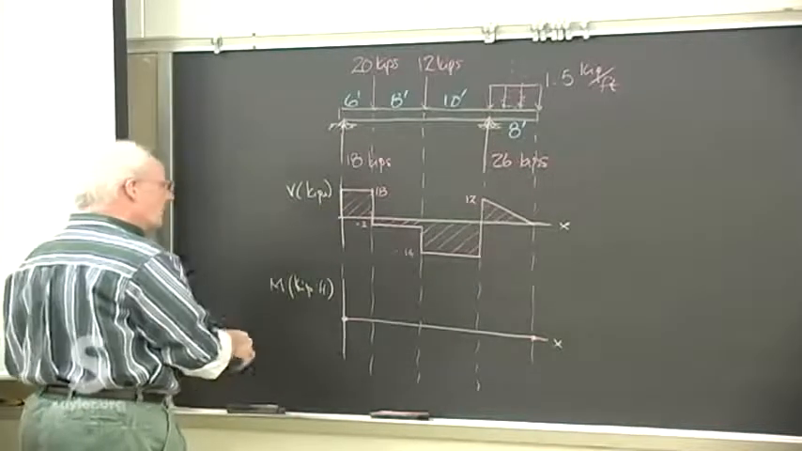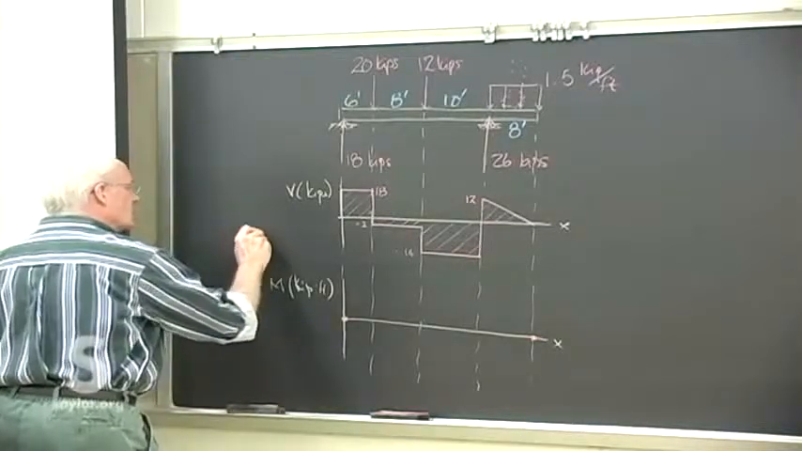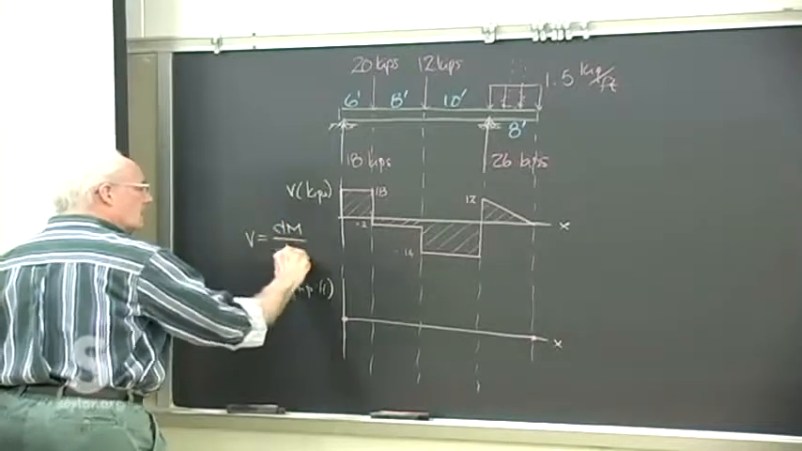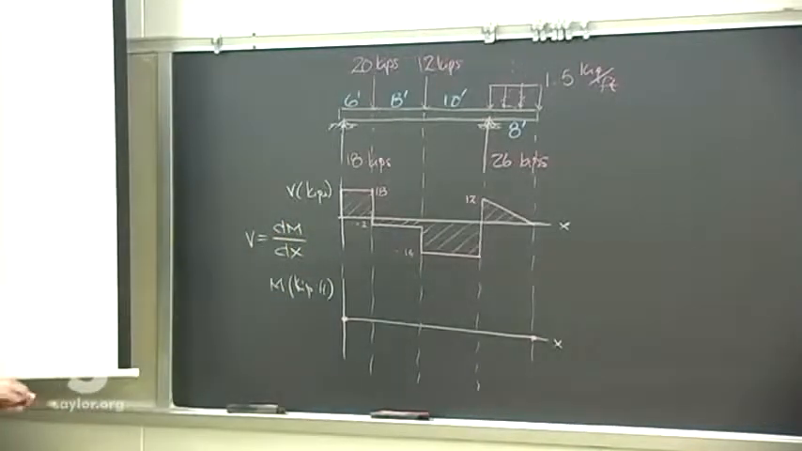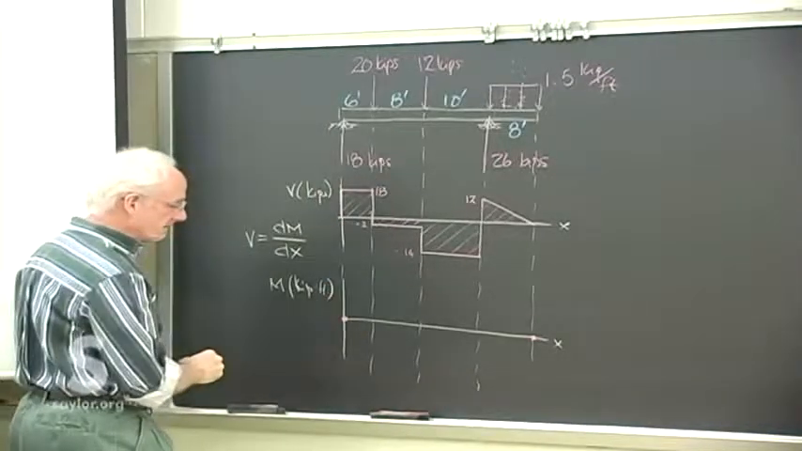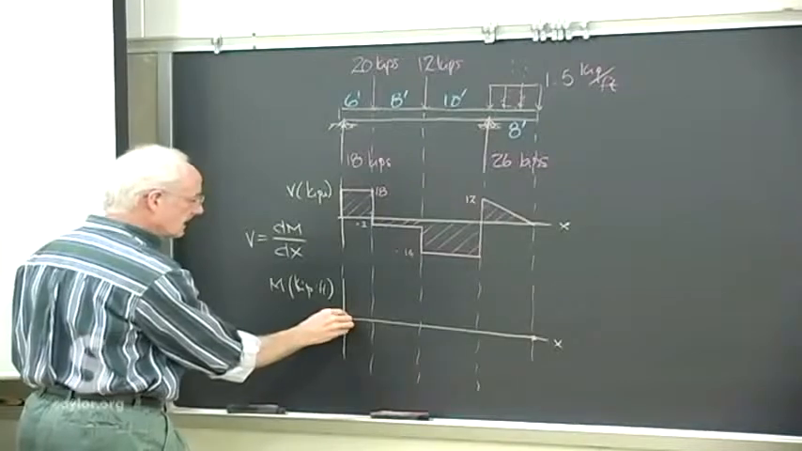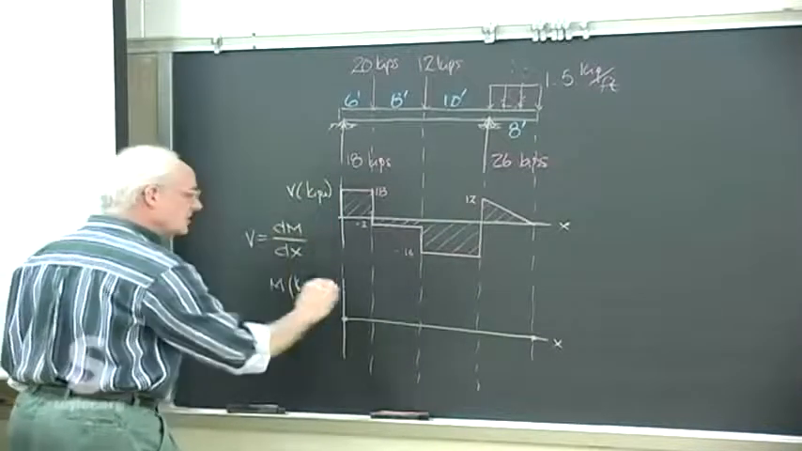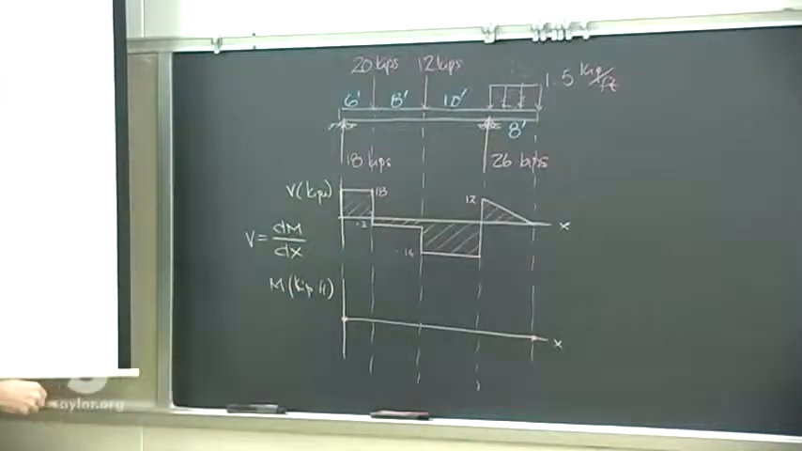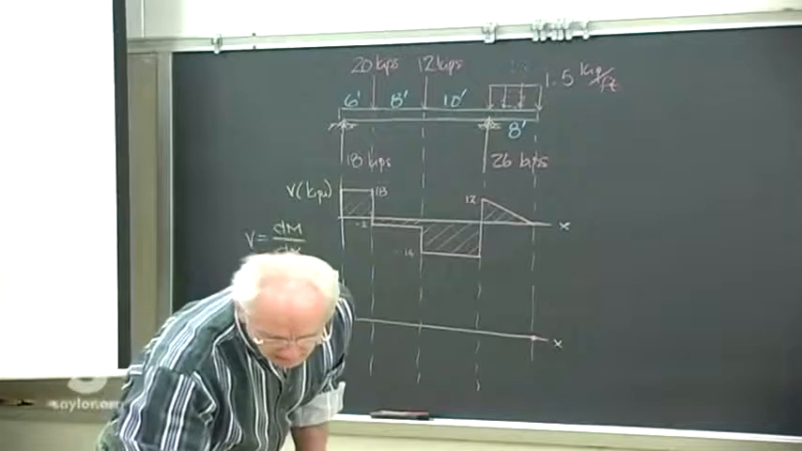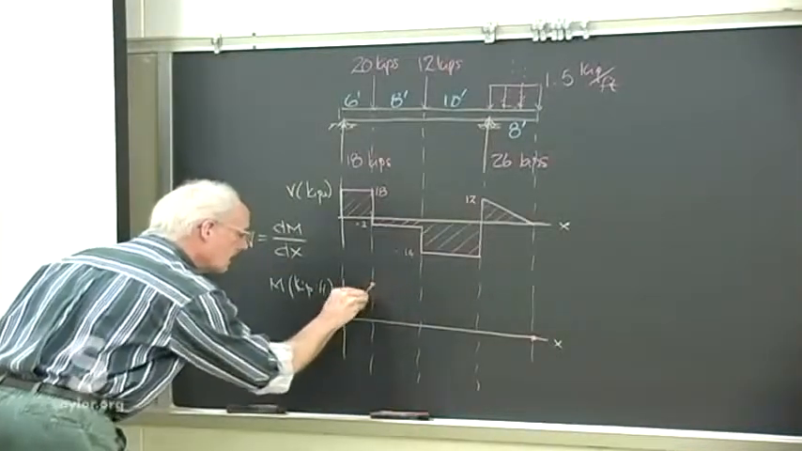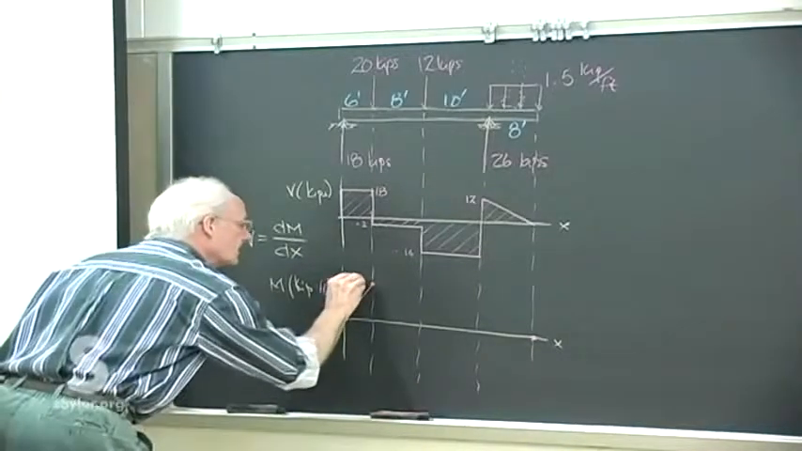We know, remember, that the shear equals the slope of the moment diagram at any place. We've got this positive 18 shear, we've got a positive 18 slope, and the area there will give us the change in M, which is 108. So we go up as high as 108. And we know it's linear down to there.